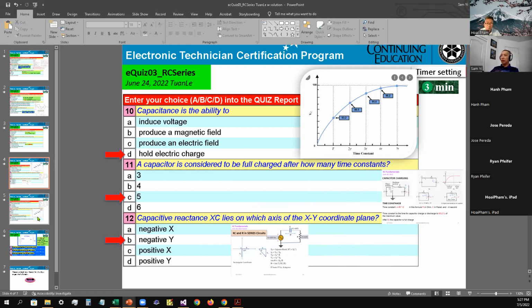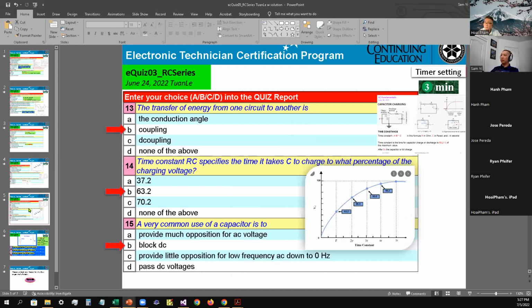Okay. If you still have difficulty with these quizzes, you can always go back to the handout. Okay, 13, the transfer of energy from one circuit to another is called coupling. So that's B as in Bob for number 13.